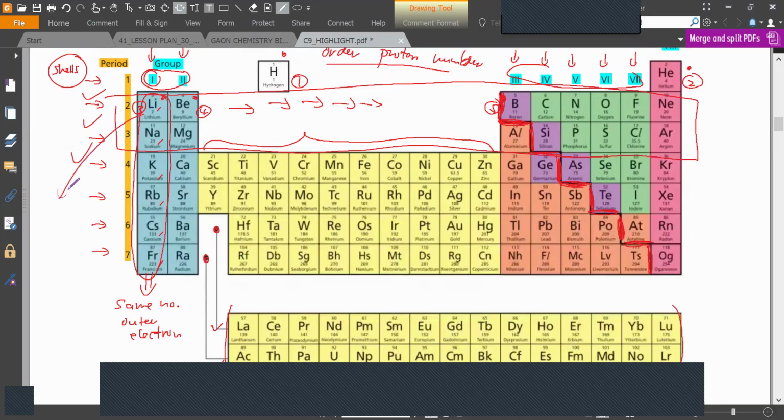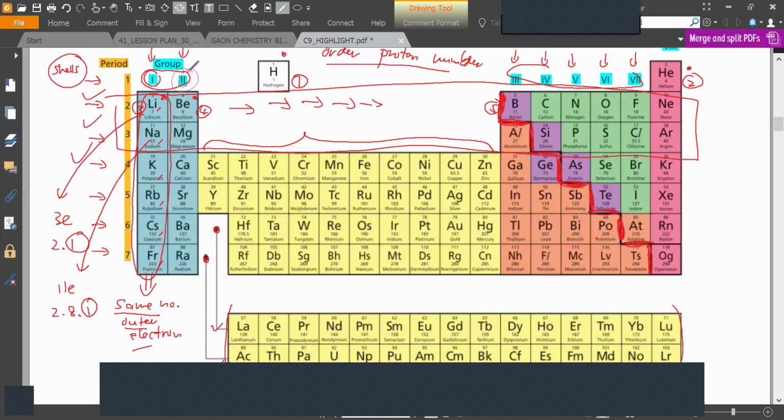Lithium, we have 3 electrons, so the electron configuration is 2, 1. Sodium, we have 11 electrons, 2, 8, 1. So they all have the same number of outer electrons. They all have one outer electron. That's why they are in the same group.